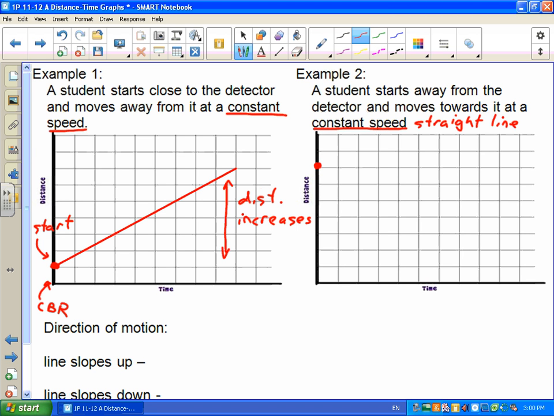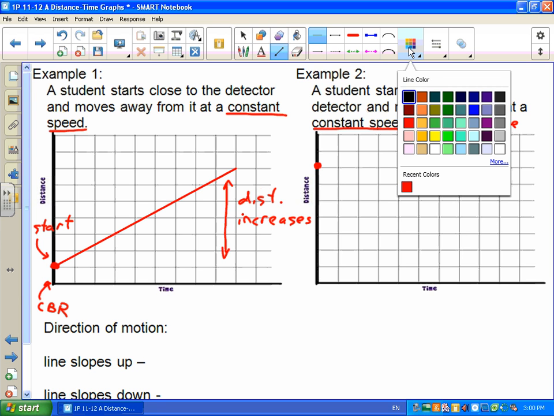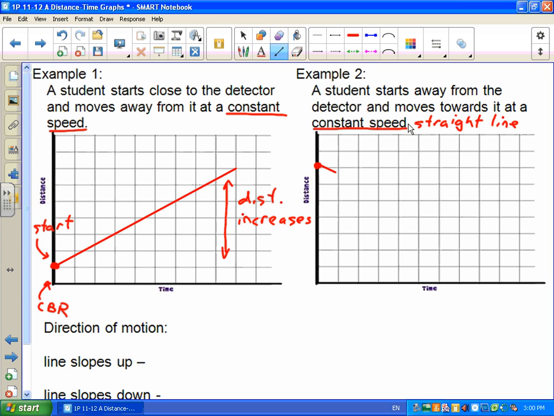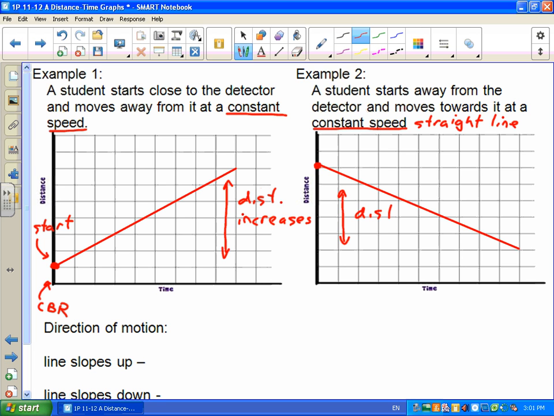And if I move towards it, is my line going to go up or is it going to go down? It's going to go down, right? So let's just draw our line in here. I'll try to do this in red again. I'm going to get closer as I go on, because the distance between me and the detector is decreasing. So I'll just say distance decreases, or it gets smaller.